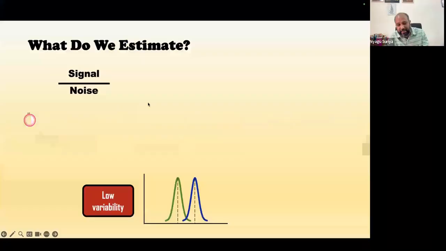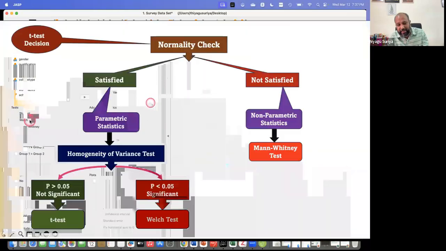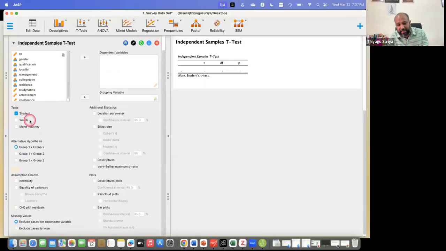Any idea, sir? The population variance, sample size rules are violated. If that variance rule is violated, then that time we use the Welch T-test. Yeah, exactly, Tanya Sarkar, you are correct. Okay, please take a screenshot of this diagram.